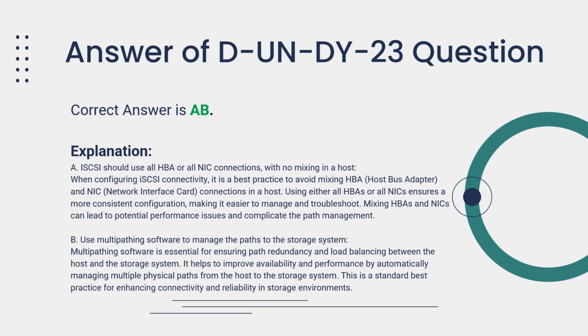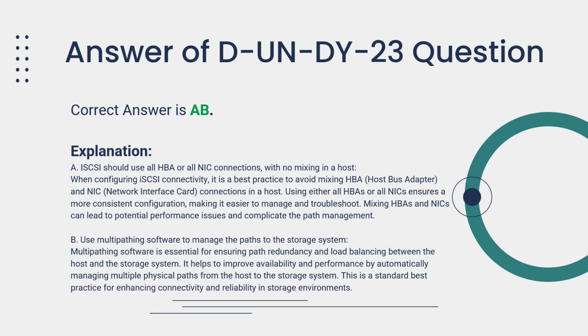Explanation. A. iSCSI should use all HBA or all NIC connections, with no mixing in a host. When configuring iSCSI connectivity, it is a best practice to avoid mixing HBA, host bus adapter, and NIC, network interface card, connections in a host. Using either all HBAs or all NICs ensures a more consistent configuration, making it easier to manage and troubleshoot. Mixing HBAs and NICs can lead to potential performance issues and complicate the path management.